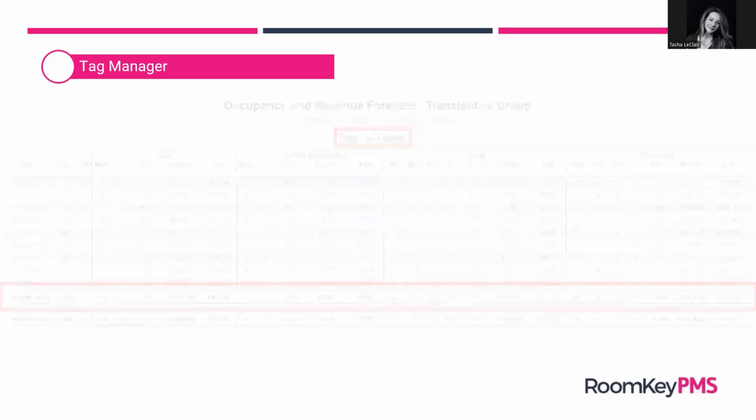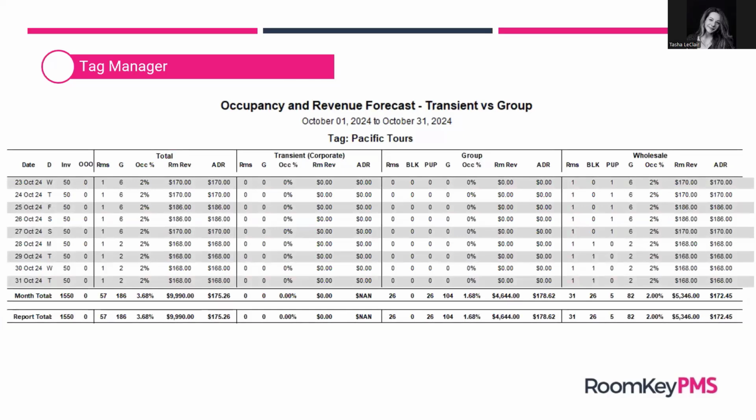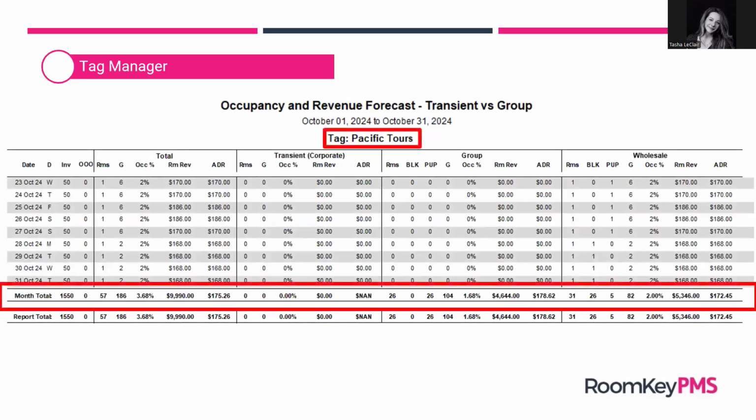And very similar to Jack Travel, my Pacific Tours tag is going to allow me to filter out that revenue information for just my Pacific Tour group business. That's going to include both my tour groups or group blocks as well as my wholesaler block revenue. And of course, I've got that total summarized here as well.